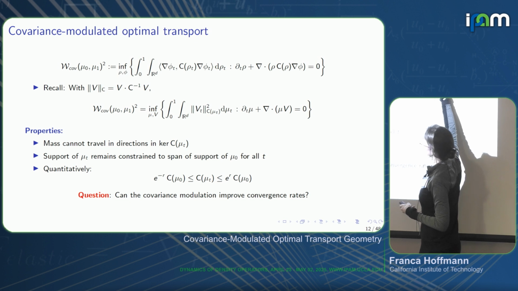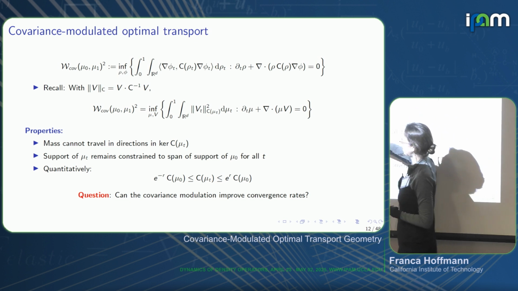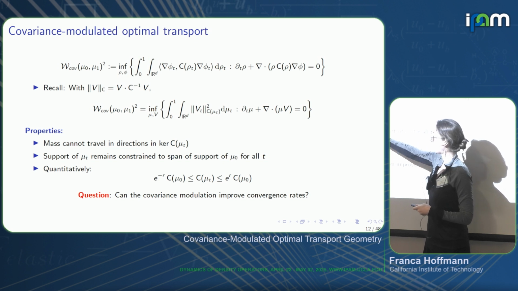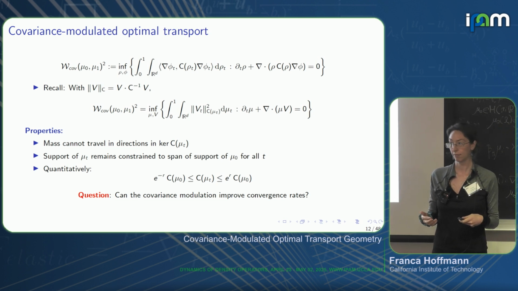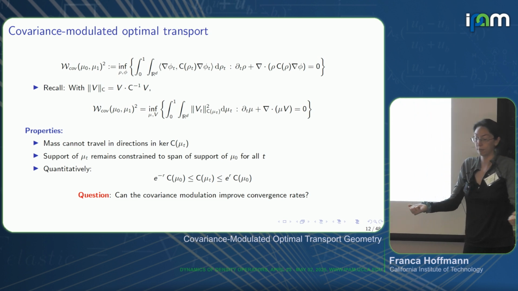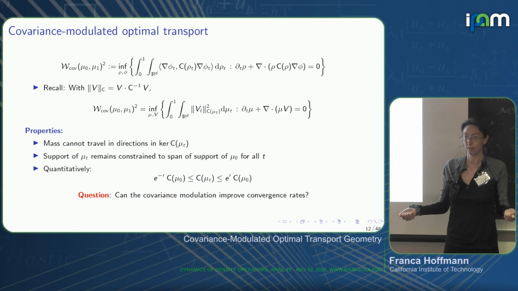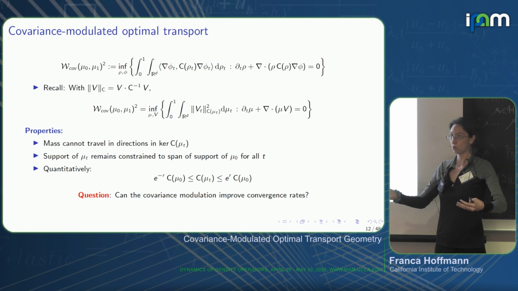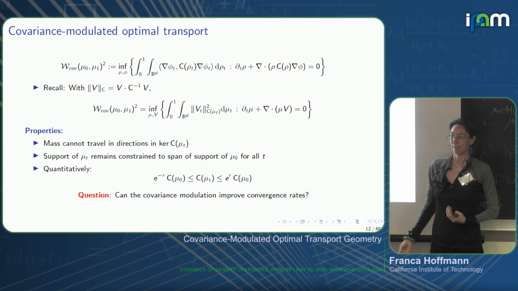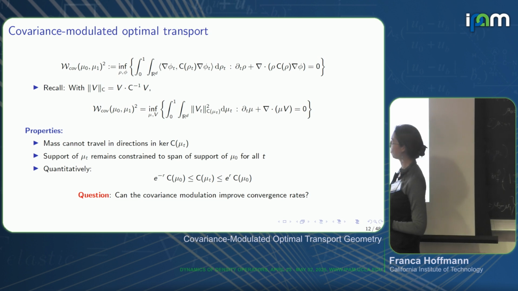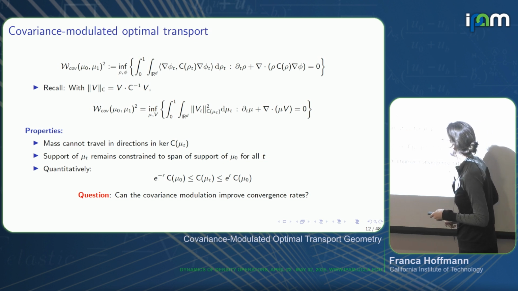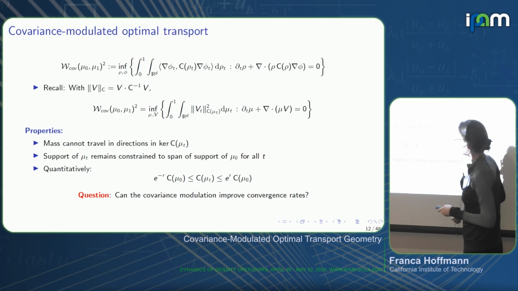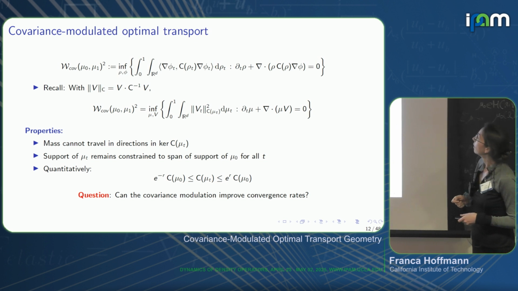And what you see from this also immediately is that basically you cannot send any mass in the directions that are in the kernel of this covariance matrix. So if you have a degenerate covariance, then it could well happen that you have two measures that have distance infinity. Let's say I have two measures that are supported on different subspaces, then there's no way I can transport mass from one to the other. Right, that's what I kind of said here, that the support remains constrained.